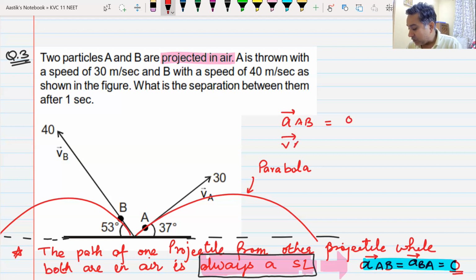To find the velocity of A with respect to B, you have got two ways of doing it. Either you do it in vectors, or you just find the magnitude, because you know that it is a straight line motion. So you just find the magnitude because that is simpler for you. That will be under root of.